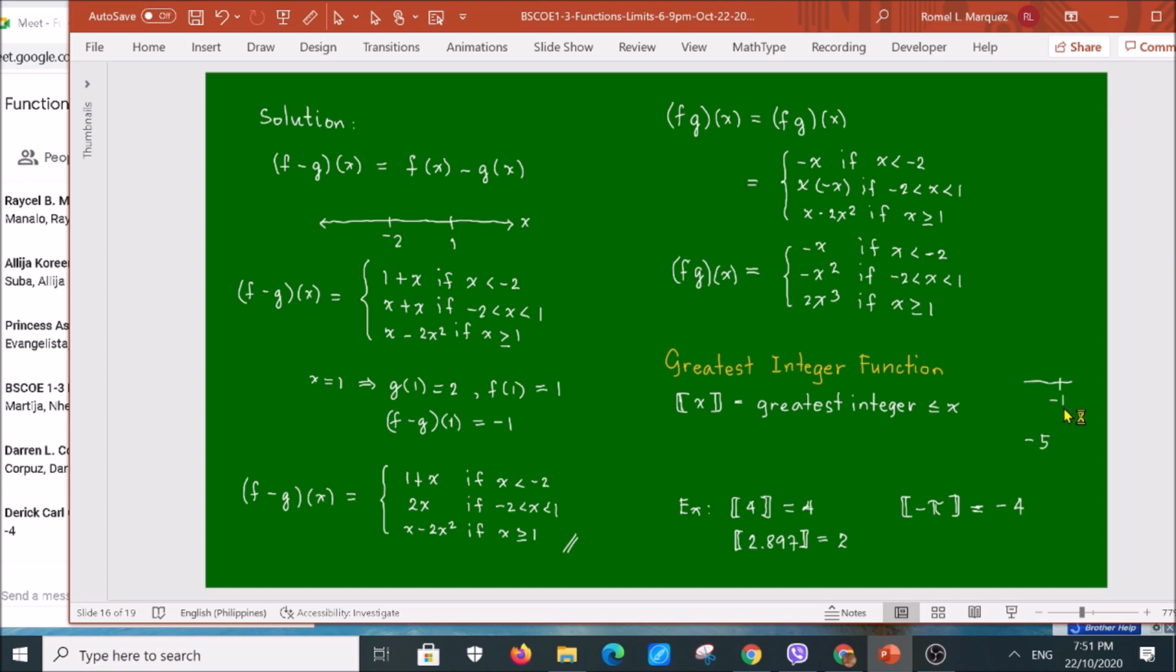Because negative pi is somewhere here, and negative 4 is somewhere here, negative 3 is somewhere here. Negative pi is in between negative 4 and negative 3. Remember, we are pulling it to the left. Kung vertical ka, pulling down to the next integer kung hindi siya integer. It is actually negative 3 point something. Negative 3 point something, round down, negative 4 to the nearest integer. Okay? Is that clear, guys?